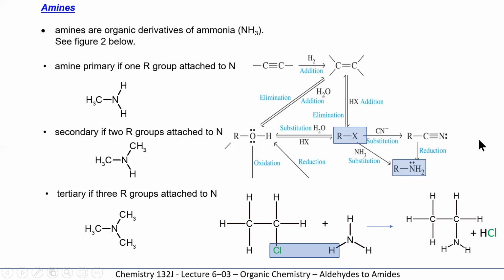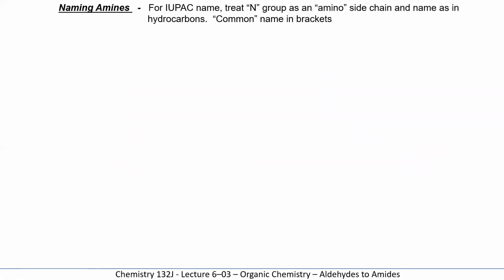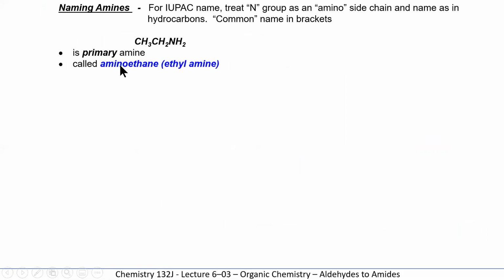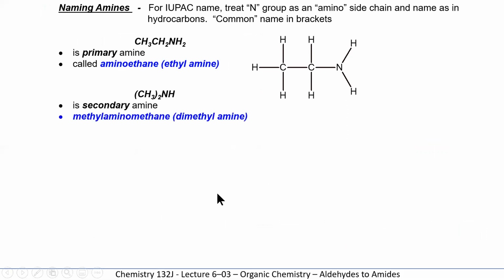That's the simplest way to make an amine. Now, when we name amines, there's a couple of different methods we use. In this case, we have a primary amine. We call it simply aminoethane, an amino group on a 2-carbon chain. Now we can have a secondary amine.